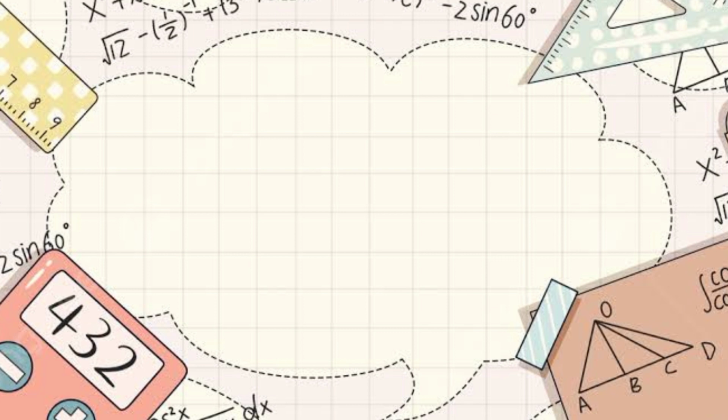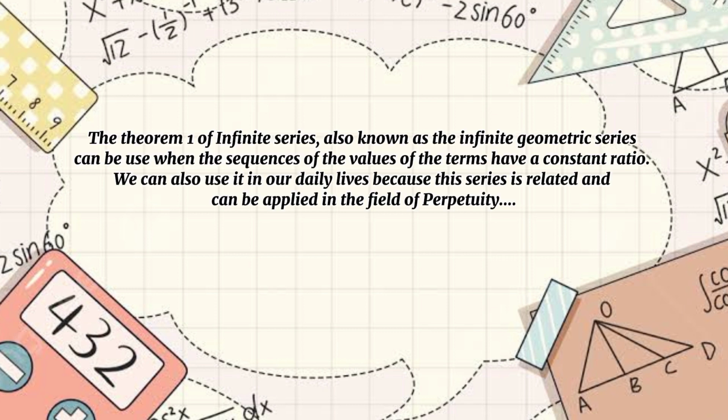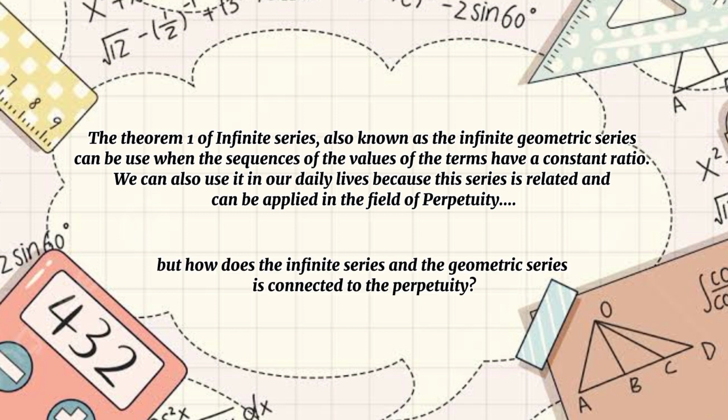Then it's time for the application. The theorem 1 of infinite series, also known as the infinite geometric series, can be used when the sequences of the values of the terms have a constant ratio. We can also use it in our daily lives because this series is related and can be applied in the field of perpetuity. But how does the infinite series and the geometric series connect to the perpetuity?